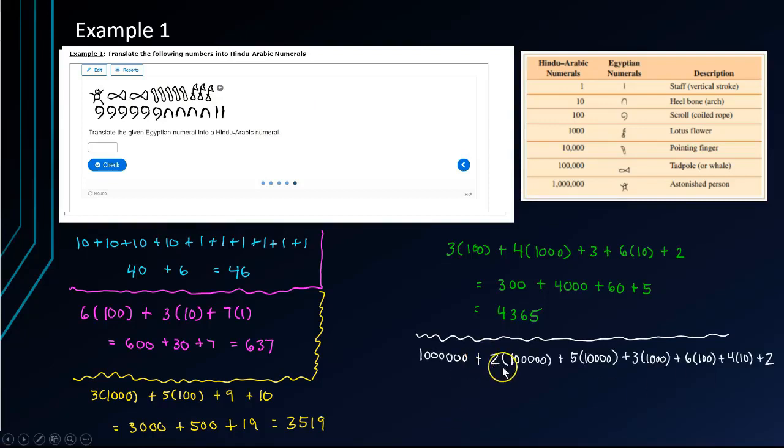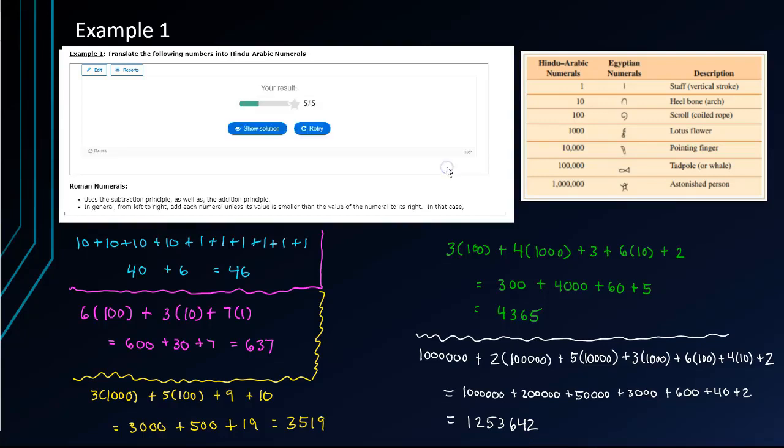So I have 1,000,000. I have 2 100,000 values. I have 5 10,000s. I have 3 1,000s. I have 6 100s. I have 4 10s, and I have 2 1s. Which, of course, causes these numbers to be added together, and when all is said and totaled, I get 1,253,642. And that finishes the first example.